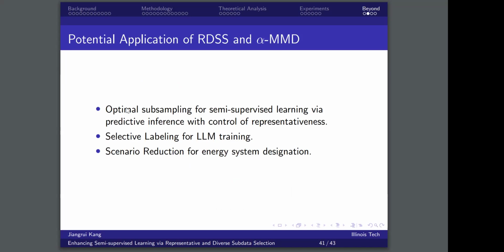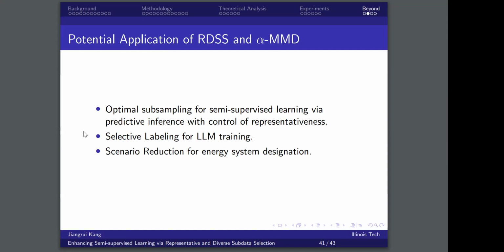So for the last part, what are the potential applications of RDSS and alpha-MMD? The first one is what I've been doing, but we met some obstacles, and hopefully we'll conquer that. It's optimal subsampling, which is a very theoretical problem with control of representativeness, and it's not an engineering issue. But selective labeling for LLM training is, I think, a very important issue, and also scenario reduction for designing energy systems. These two applications are what I've been collaborating on with my fellows.